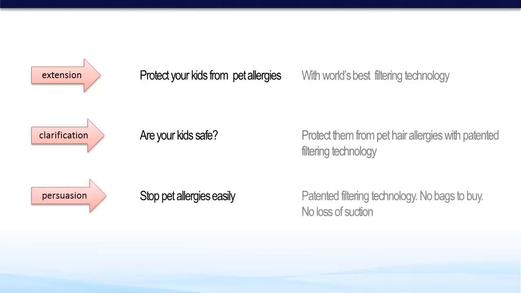And then the final way to write a subheadline is using persuasion. So in this case, the subheadline extends the message by applying an additional persuasive message. So for example, stop pet hair allergies easily, and then we list three of the benefits. Patented filtering technology, no bags to buy, no loss of suction. Here, we're adding a persuasive message to convince the person that this offer is valuable.